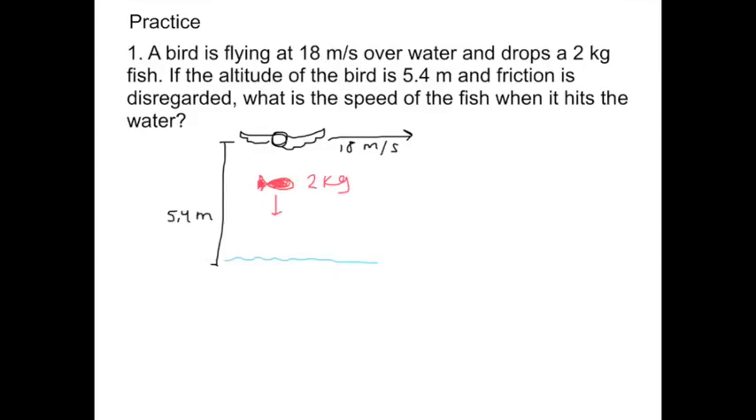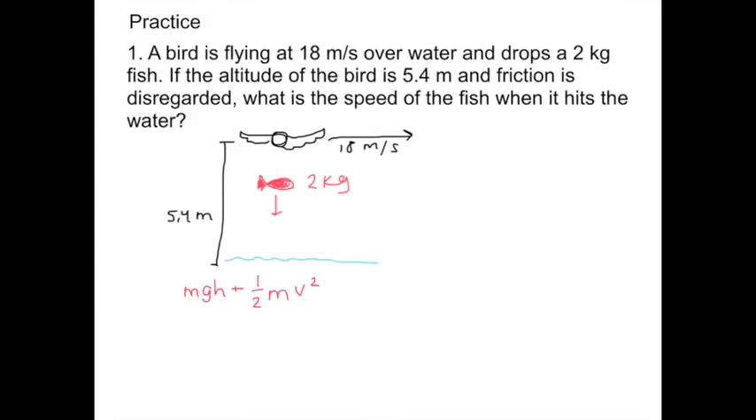Let's look at a practice problem. A bird is flying at 18 meters per second over water and drops a 2-kilogram fish. If the altitude of the bird is 5.4 meters and friction is disregarded, what is the speed of the fish when it hits the water? So let's plug in our equations. We know that initially this fish has gravitational potential energy because it's high above the water. It also has some kinetic energy because the bird is carrying it at a speed of 18 meters per second.